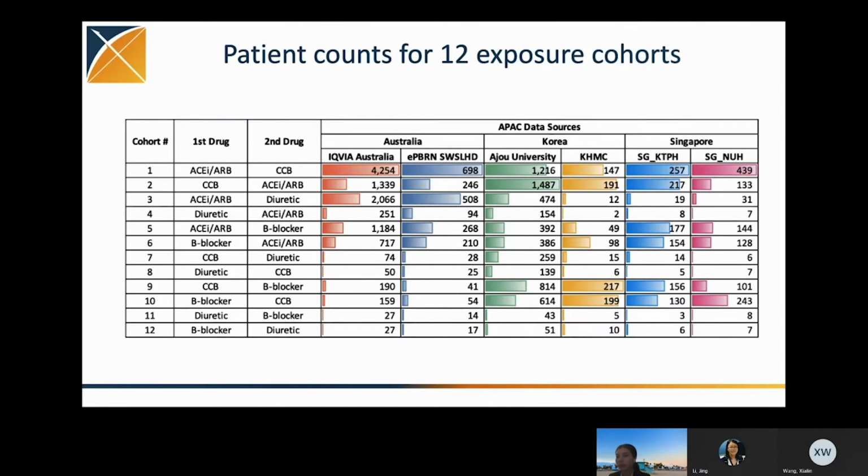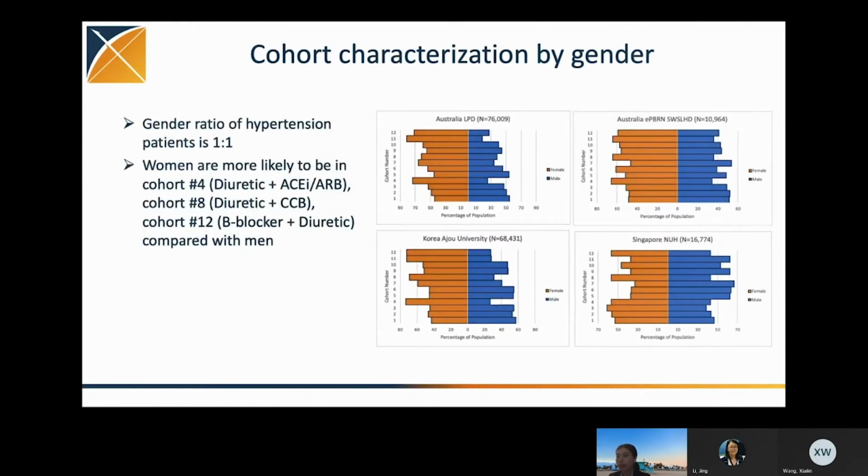Next, we look at cohort characterization by key patient subgroups. First, let's look at characterization by gender. The gender ratio of hypertensive patients is almost 1-to-1. Women are more likely to be in cohort number 4, diuretic plus ACE inhibitor or ARB, cohort number 8, diuretic plus calcium channel blocker, and cohort number 12, beta blocker plus diuretic, compared to men. This is surprisingly consistent across all the databases.